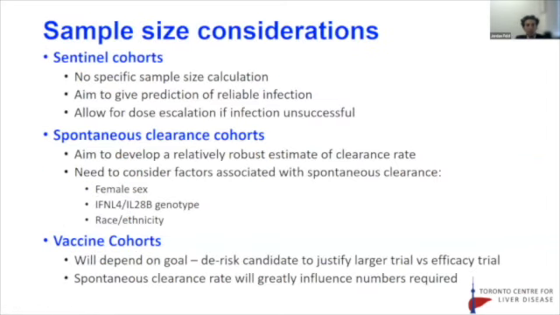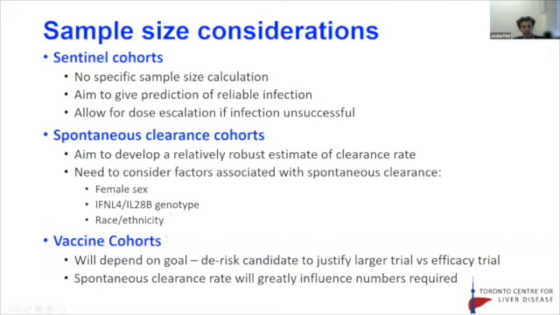In terms of sample size, it's difficult to be certain here. The Sentinel cohorts, there's no specific sample size. These are small cohorts that just really give you a prediction of reliable infection and allow you to think about dose escalation. But the spontaneous clearance cohorts are important because we want to develop a relatively robust estimate of the clearance rate. And we do need to consider these factors that are associated with spontaneous clearance.